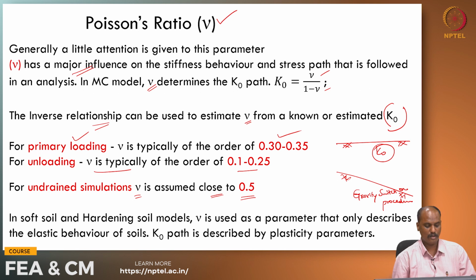When it comes to the soft soil model and hardening soil models, the parameter nu is usually used as a parameter that only describes the elastic behavior of soils, whereas K0 is described by plasticity parameters. So the same parameter nu in one type of model does one job. When it comes to the other type of model, the job is different.